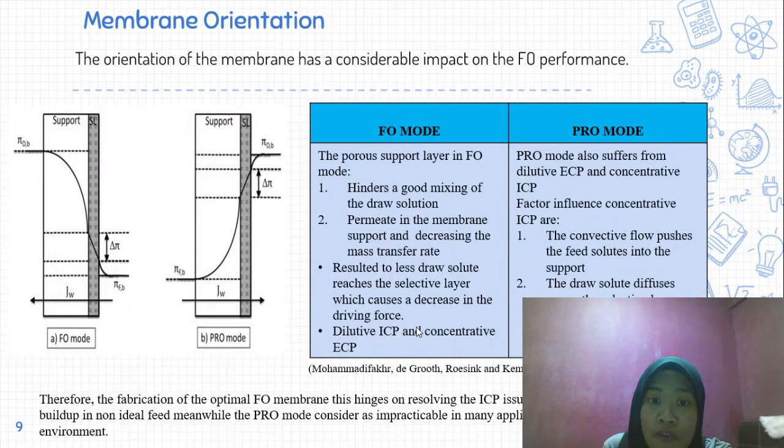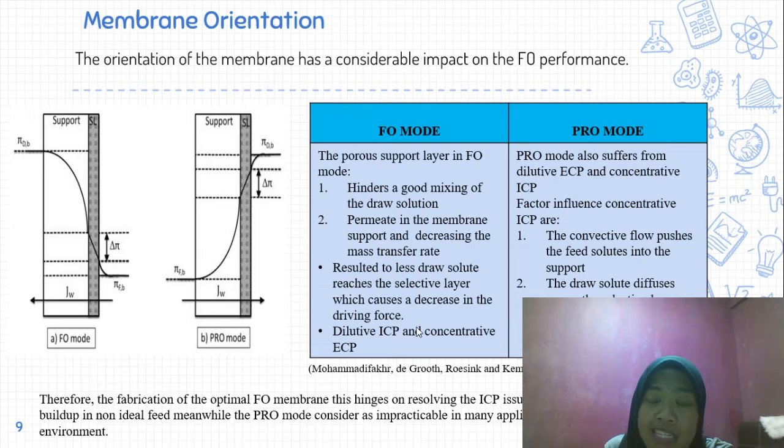Okay, the membrane orientation impacts the FO performance significantly. The tabulated table explains the two modes available for the membrane orientation. The FO mode hinders a good mixing of the draw solution, which then permeates in the membrane support and decreases the mass transfer rate, subsequently resulting in less draw solute reaching the selective layer, which causes a decrease in the driving force. This is referred to as dilutive ICP because it occurs in the support. On the feed side, the water flow pushes the solute from the feed solution toward the surface of the selective layer, which results in concentrative ECP. Meanwhile, the PRO mode also suffers dilutive ECP and also concentrative ICP.